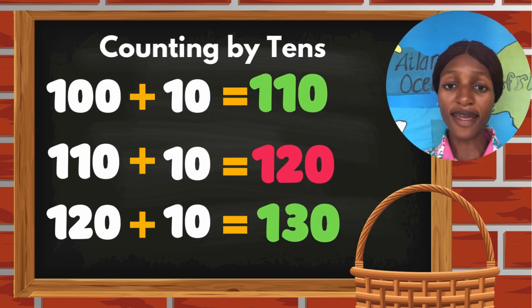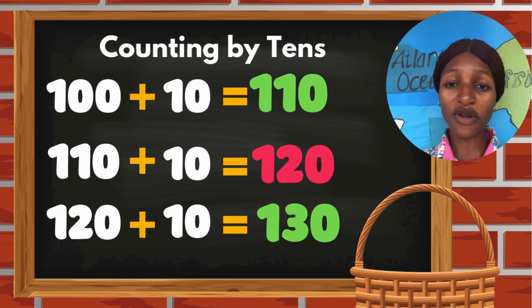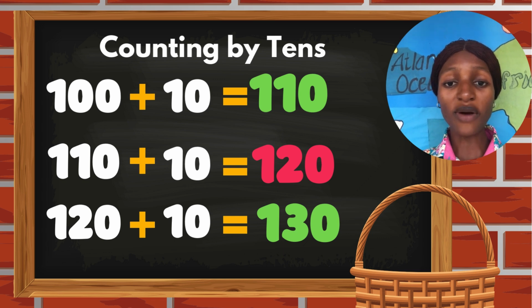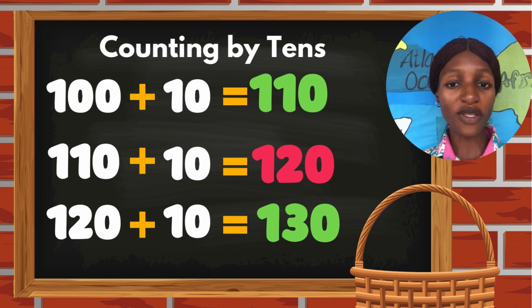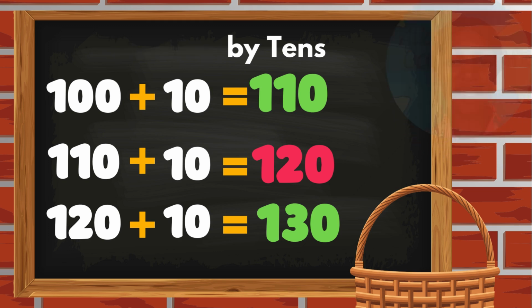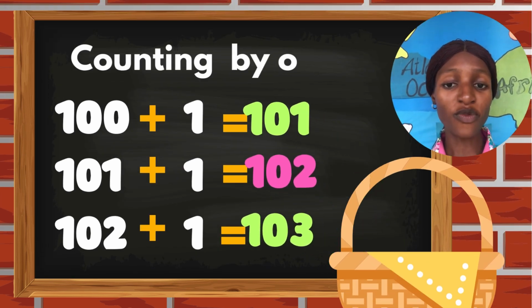Now counting by 10. When you add 10 to 100, it will give you 110. And when you add 10 to 110, it will give you 120. And when you add 10 to 120, it gives you what? 130.